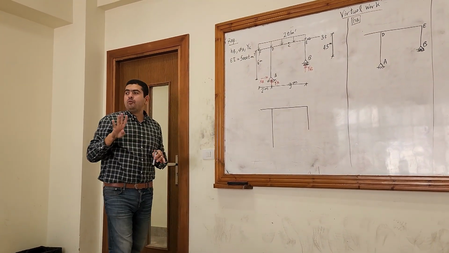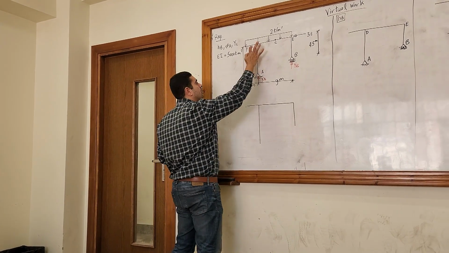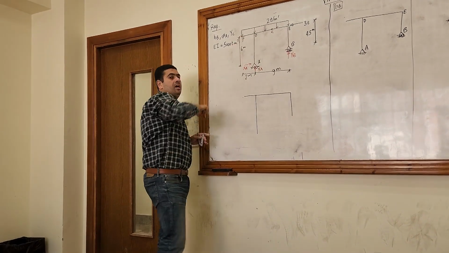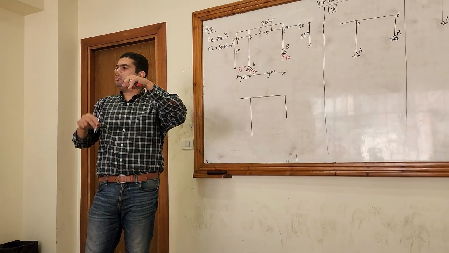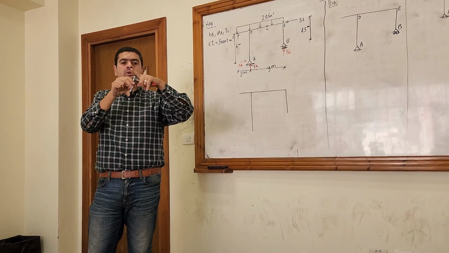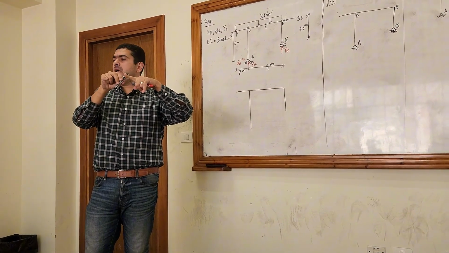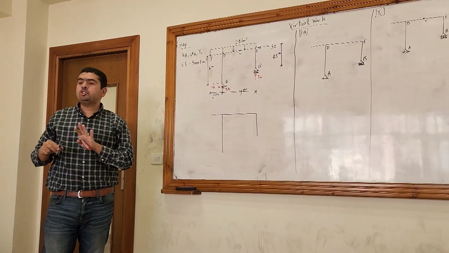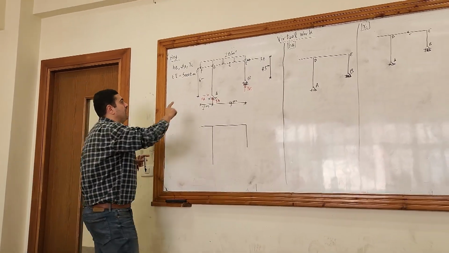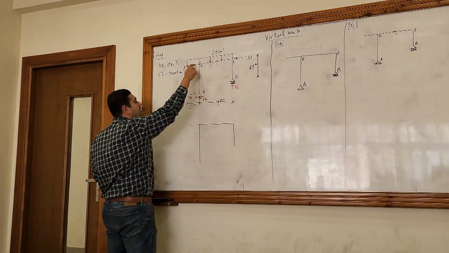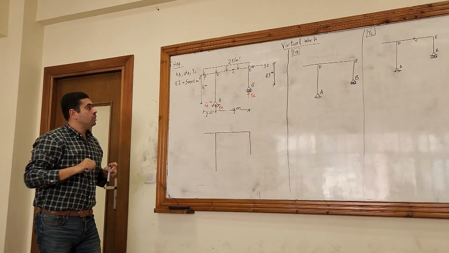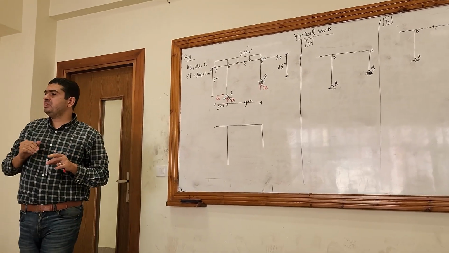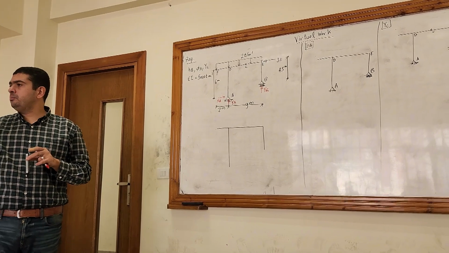We have 4 members: AD, BE, DE, and DF. Any member that is intersected with another member, this member splits the first member into 2 members, okay? So FE is not one member. FE was split at point D because there is another member, DA. So FD is a member and DE is another member. So here in this simple frame, I have 4 members.